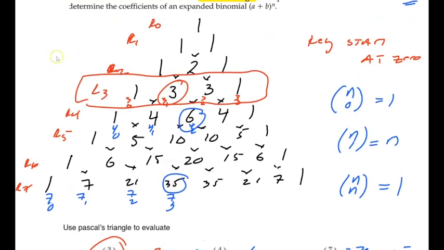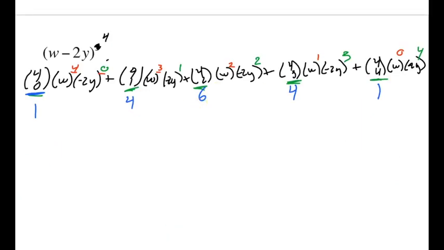4, 2, we did it earlier. 4, 0 is 1, 4, 1 is 4, 4, 2 is 6. Hey, that's all that work. That part is done. Let's move on to the rest of it.